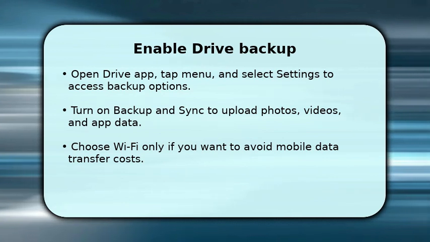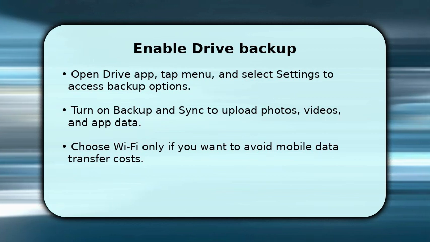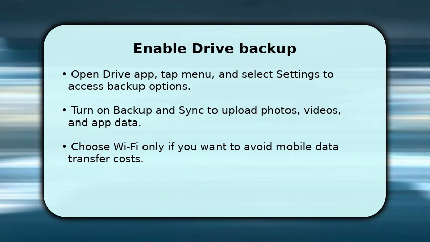Tap Backup and Sync and turn it on to upload photos, videos, and app data automatically. Choose the account you want to use if you have multiple Google accounts on the phone. Set upload size and quality for photos to control storage usage. Optionally toggle Wi-Fi only to avoid mobile data charges during large transfers and pauses during roaming to save costs.